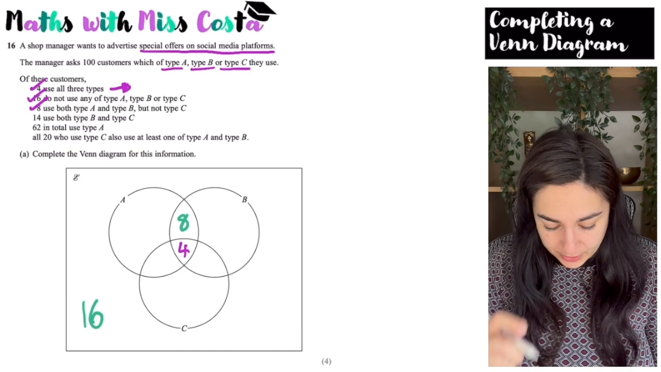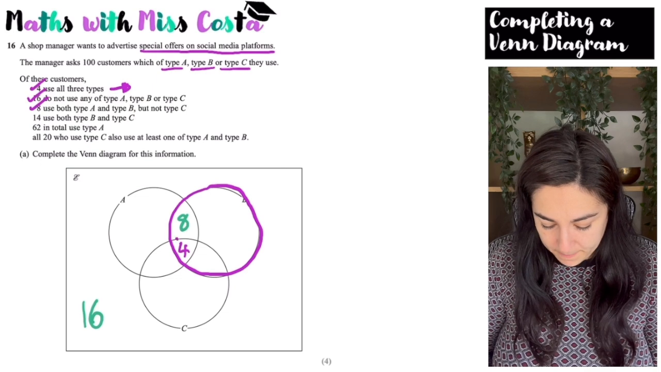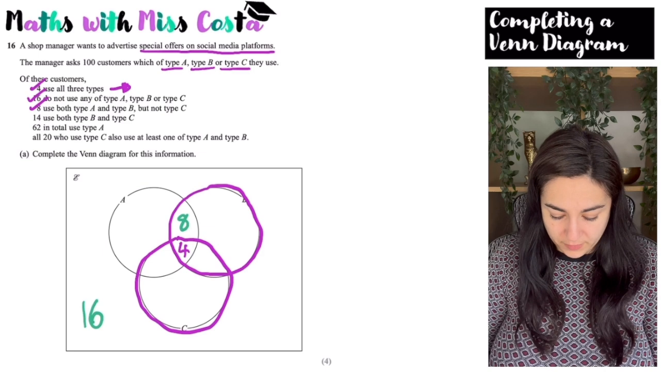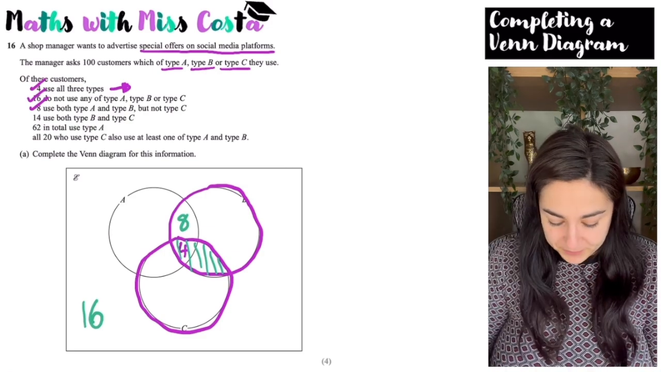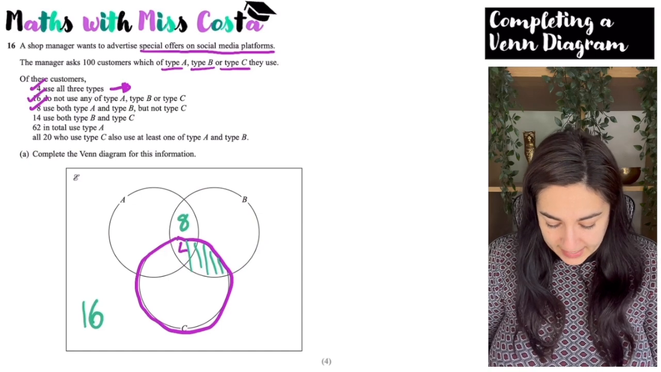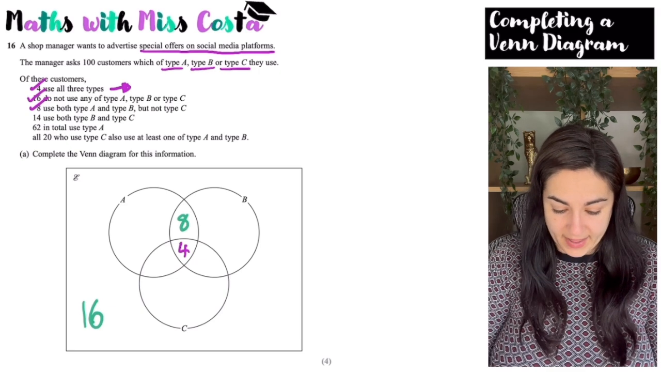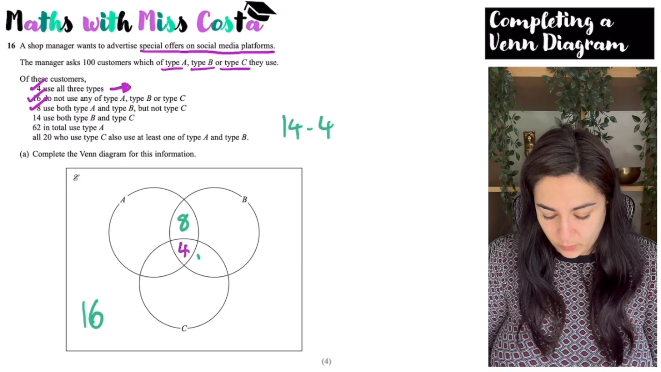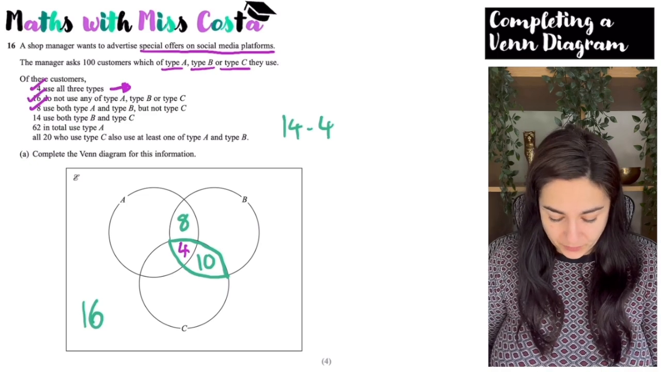Okay, 14 use both type B and type C. So over here you've got type B, over here you've got type C, and the space where they would use both of them would be this intersection here, because that intersects B and C. Now, I already have 4 in there. So therefore, I need to do 14 take 4, which is 10, because this whole section must add up to 14, okay?